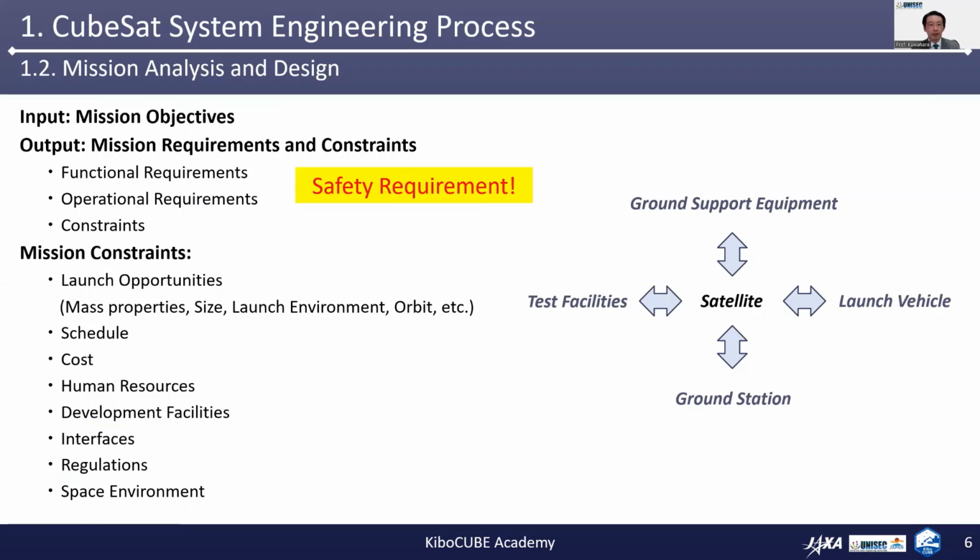It is also important that we understand each activity in the V-model engineering process. So I'd like to begin detailing the first step, the mission analysis and design process. As I roughly explained in the previous slide, the input to this activity is the mission objectives. And the outputs are the mission requirements, such as functional requirements, operational requirements, and constraints. It is important to note that many of these requirements and constraints are derived from the safety assurance aspects of the project.